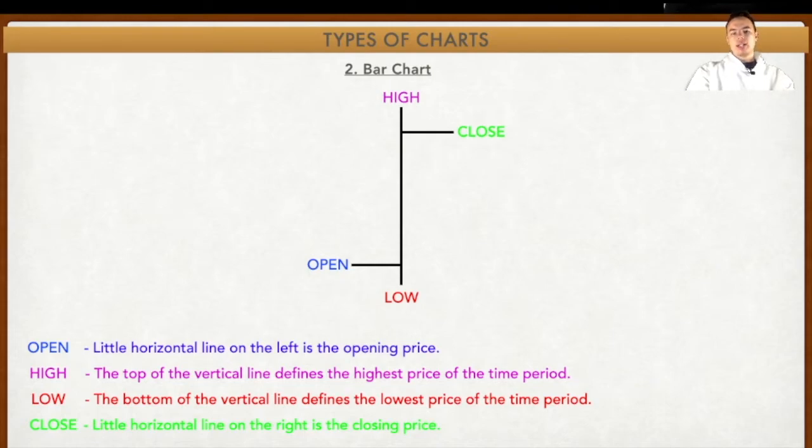Same with the low, that's the bottom of the vertical line. Okay, the vertical line is the straight line, and that shows the lowest that price has been through that certain time frame. So if it's the 1 hour time frame, that has been the lowest within the hour. The close is the little horizontal line on the right side. Now the left side is open, the right side is close.